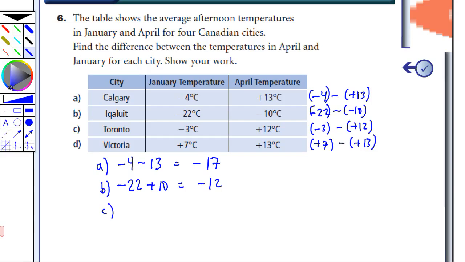For C, we have minus 3 minus plus 12, so that's going to be minus 12, which will be minus 15. And D, plus 7 minus plus 13, which would be minus 13, because we have a minus and then a plus. So 7 minus 13, that'll leave us at minus 6 degrees.